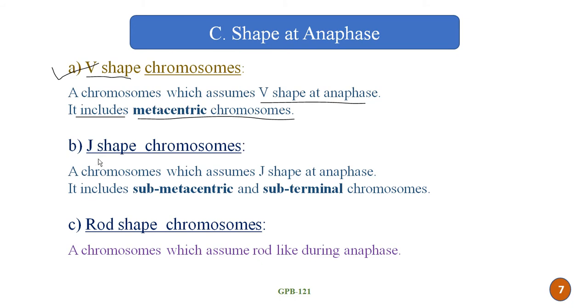Then J shape. A chromosome which assumes a J shape at anaphase is called a J-shape chromosome, and the J-shape chromosomes are nothing but the submetacentric and subterminal chromosomes. Okay, then the third type is rod-shaped chromosomes, which assume a rod shape during the anaphase, and mostly the telocentric chromosomes are the rod-shaped chromosomes. Okay, so according to the shape at anaphase, these are the three types: V shape, J shape, and rod shape.